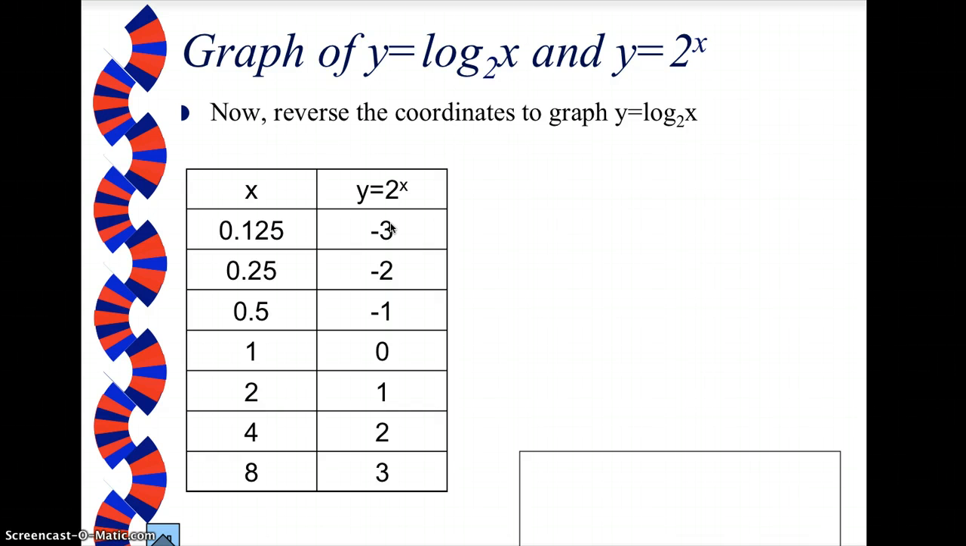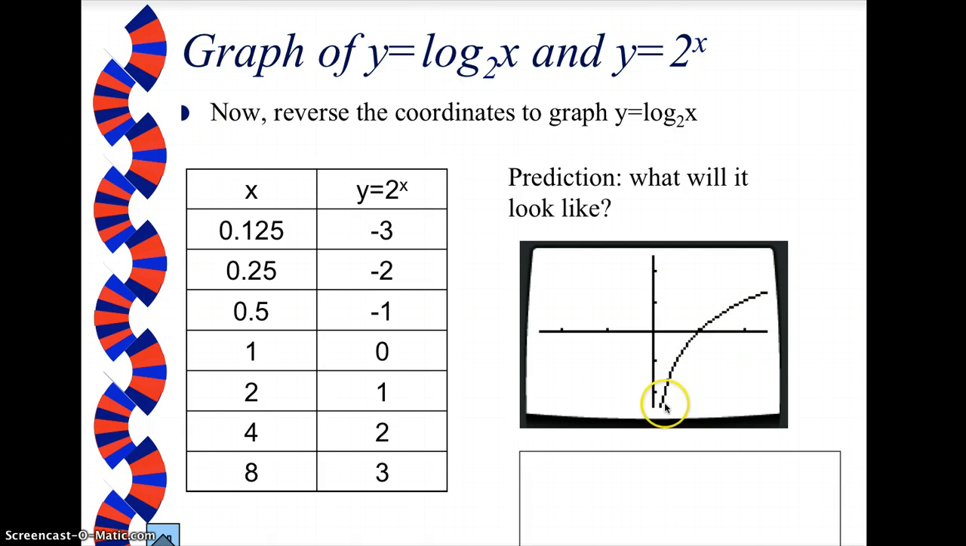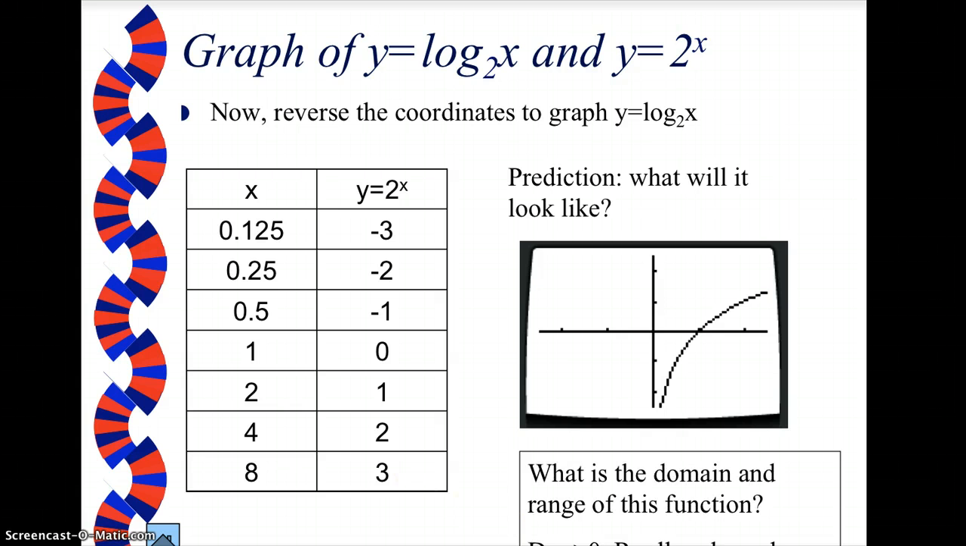So this time you will have the y values. If you look at the graph, it will be the opposite, and this is what it would look like in a calculator, or if you graph it manually on your graph paper. Then the domain and range of this function: the domain is x greater than 0. You will see here all your x values are greater than 0, and your range, the y values, are all real numbers, including negative values.